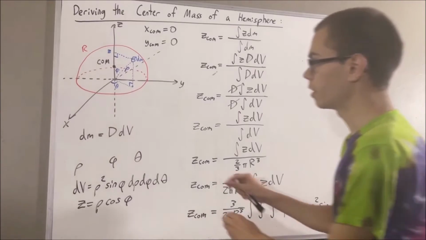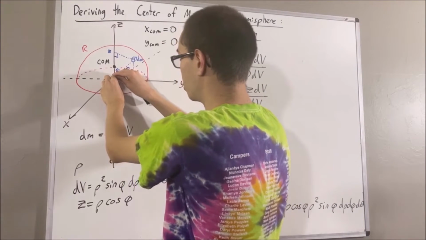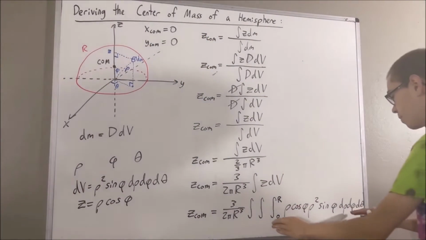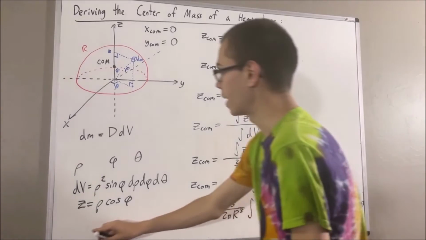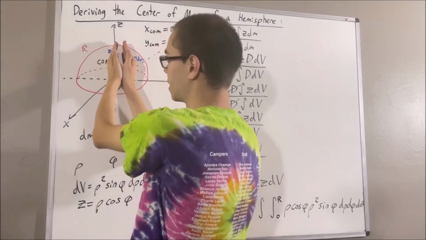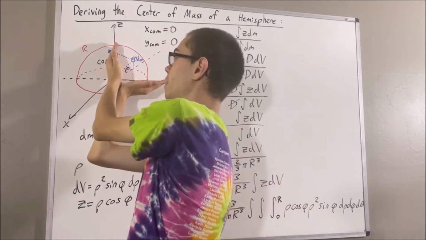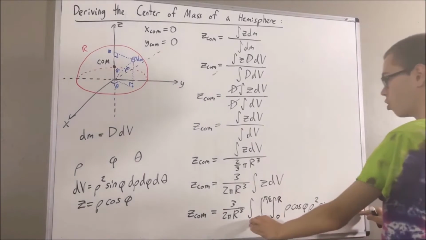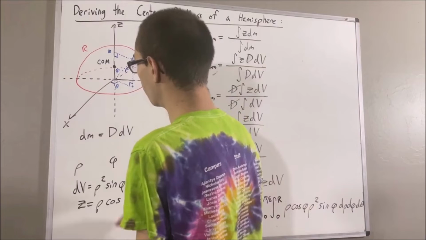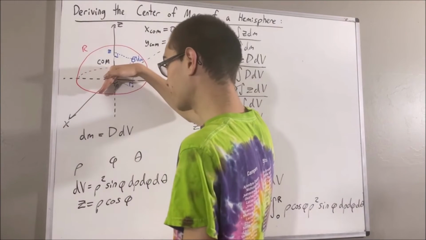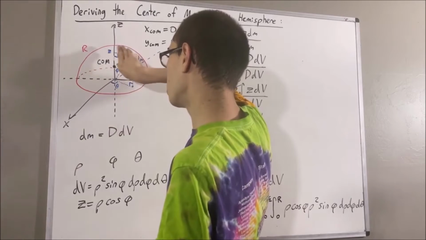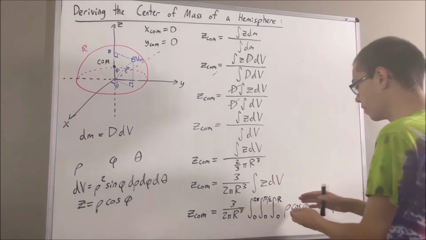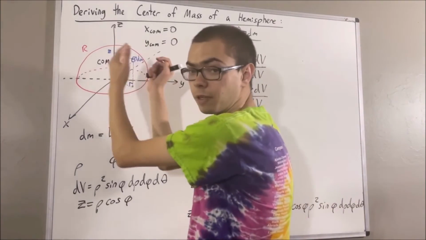Well, we are integrating from a distance of 0 from the origin to a distance of capital R from the origin. As for our integral with respect to phi, we are integrating from an angle of 0 radians from the positive z-axis to an angle of pi over 2 radians from the positive z-axis. And finally, as for our integral with respect to theta, we are integrating from an angle of 0 radians from the positive x-axis through a full 2 pi radians. Right, so these bounds of integration will cover our entire hemisphere.